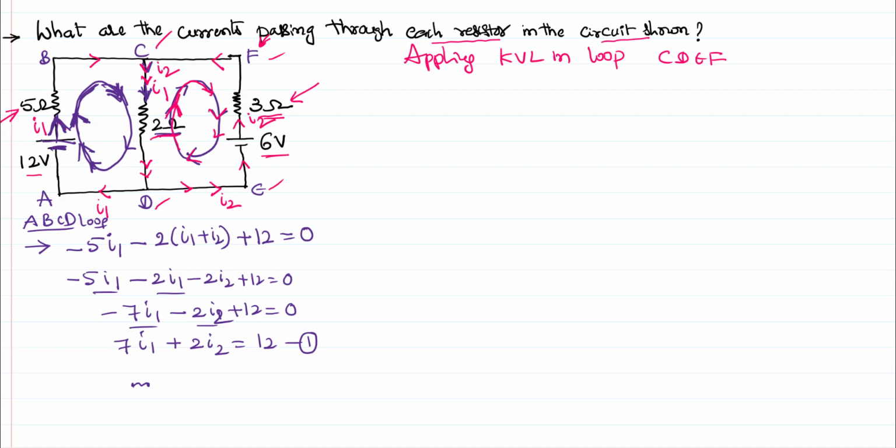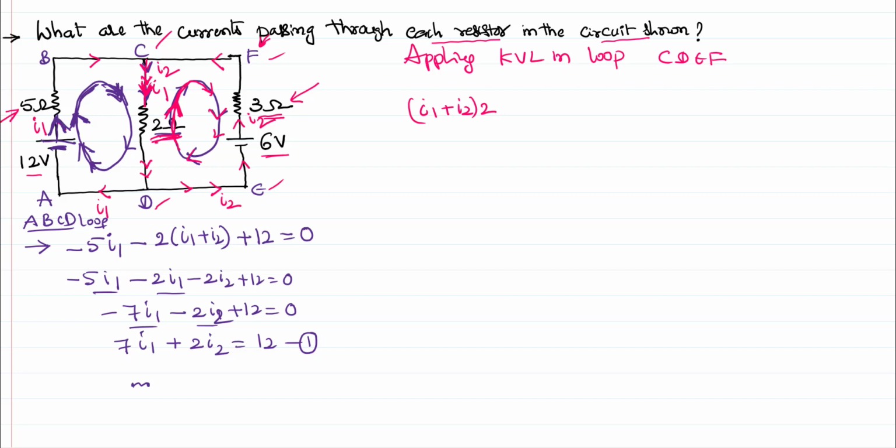And look at this resistor, 2 ohms. In this, current is going this way, that is in the downward direction, whereas the clockwise direction is opposite to that. So if the direction is opposite, the potential drop across them is positive. That means plus (I1 plus I2) of resistance R, that is 2 ohms.